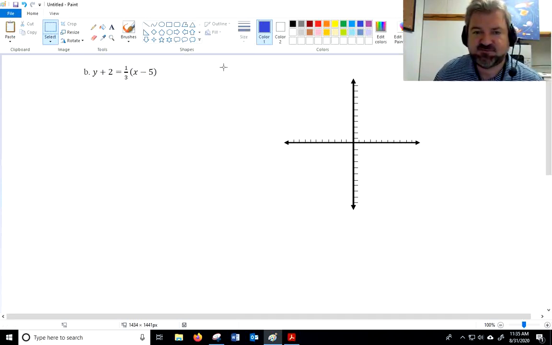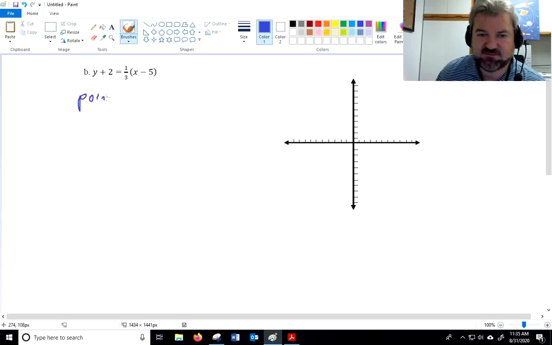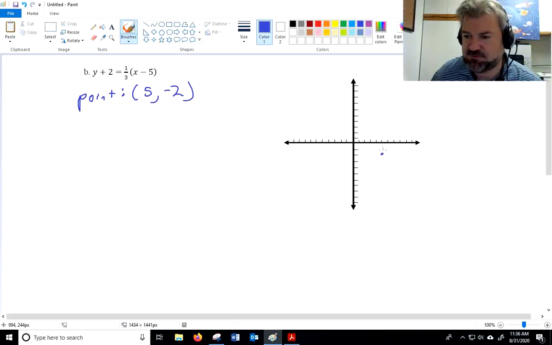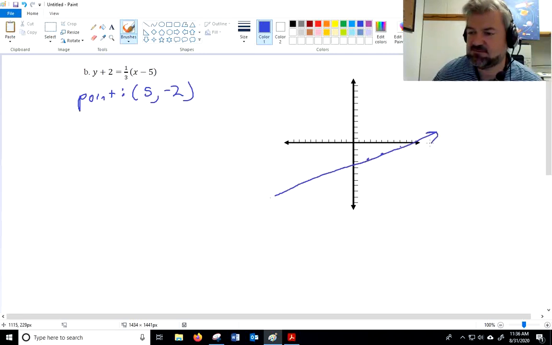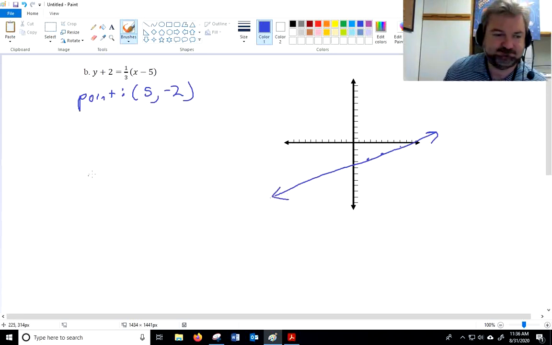All right. So on this one here, I'm going to find the point to be at, remember, the opposite of the number with x, so 5, comma, the negative of the number with y. Opposite with x, opposite with y. So 5, negative 2, with a slope of 1/3. So I'm going to count up 1 over 1, 2, 3. I could even go backwards if I want to do that as well. But I think you see the idea here. And there's the line.